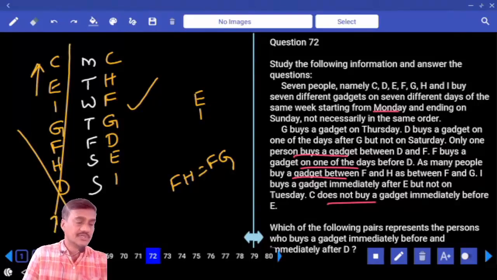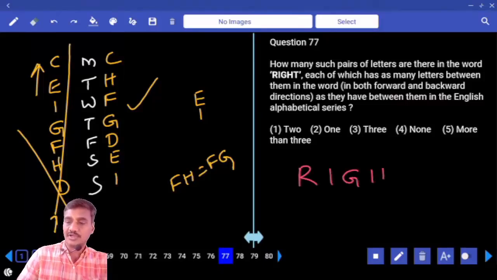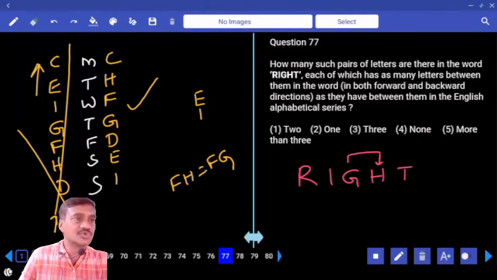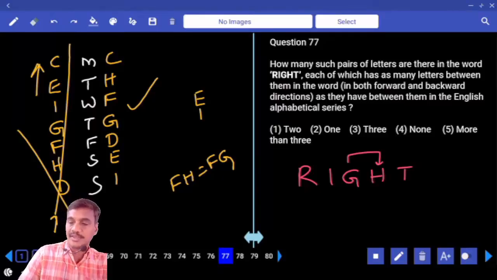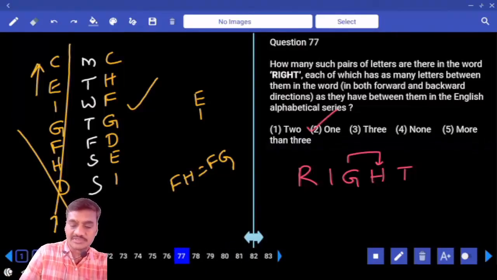Note this arrangement. Then coming to question number 77. How many such pairs of letters are there in the word RIGHT? Starting with R, S-T-U-V, no letter is matching. I-J-K-L, G and H. G and H are adjacent letters. There is no letter in between these two in this word, and in the alphabetic order also there is no letter in between these two. And in the reverse, T-U-V-W-H-I-J-K, that's it. There is only one such pair, that is the answer to question number 77.